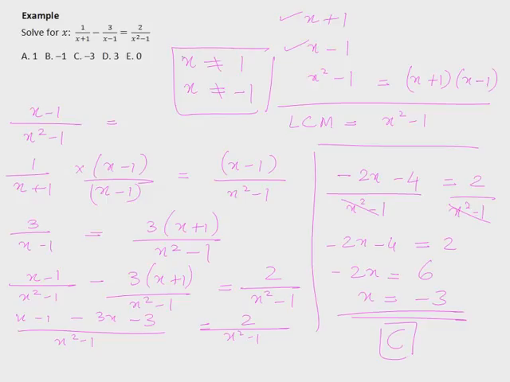The denominators were related because x plus 1 into x minus 1 is equal to x square minus 1. Once you notice that, everything falls into place. Notice that my solution minus 3 is not 1 or minus 1, so it's a valid solution. That's very important to check in the end that the solutions you get are valid. They don't contradict your assumption.